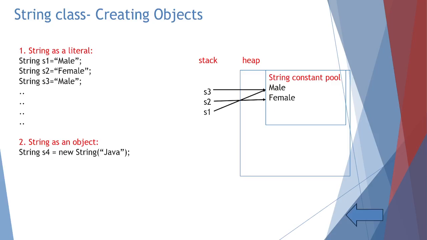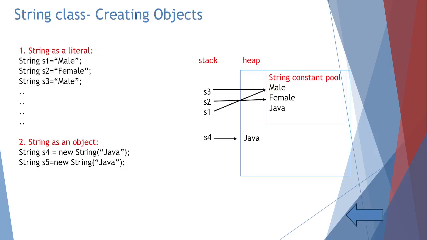This new operator creates the string in the heap area, while the reference variable is in the stack. Java is created in the heap, and S4 points at Java. Also, Java is a literal, so it also creates Java in the string constant pool. So there are 2 objects here: one in the string constant pool, the second in the heap area. Two objects, whereas in a string literal, only 1 object.